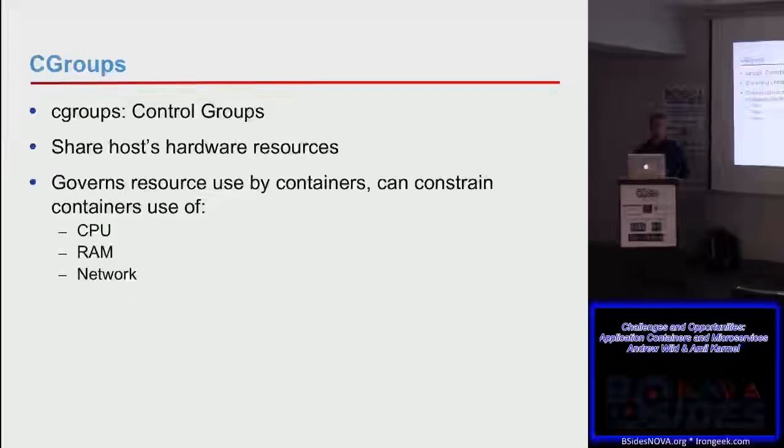Control groups, or C groups. This is another mechanism that's fundamental to application containers; where the namespace was providing isolation, control groups is focused on resource allocation. This is a way to share the host's fundamental hardware resources among the different containers, and the C groups can be used to govern how much access a container can have and how much of the CPU, RAM, or other hardware resources that the host offers can be used by any one container.